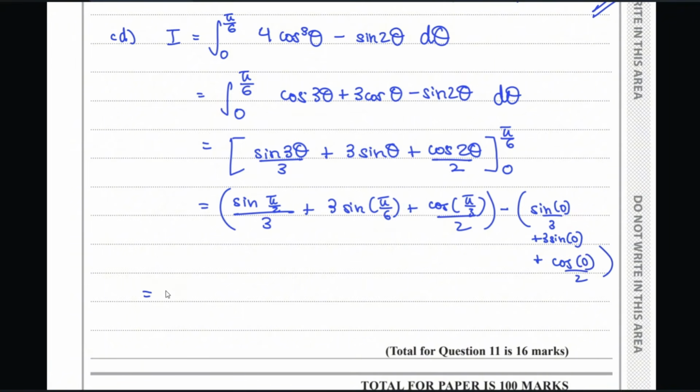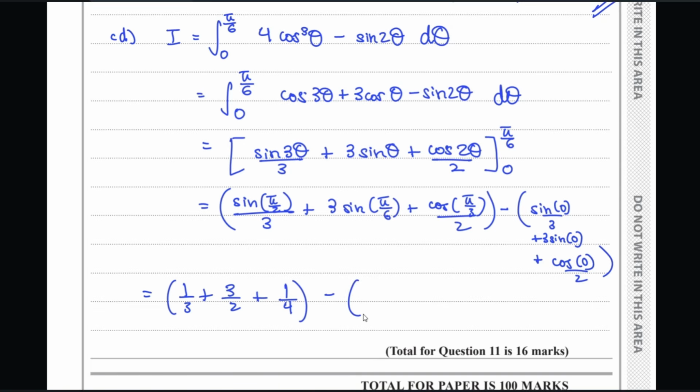What does that turn into? So sine pi over 2. Pi over 2 is 90. Sine 90 is 1 over 3. Plus, what is pi over 6? 180 divided by 6 is 30. So sine 30 is half. We get 3 over 2. And then plus pi over 3 is 60 degrees. 180 divided by 3 is 60. Cos 60 degrees is also half. So this will be 1 half times 1 half, 1 over 4.